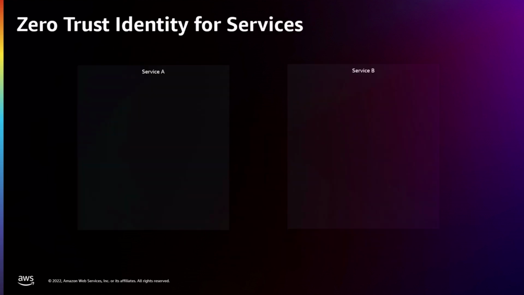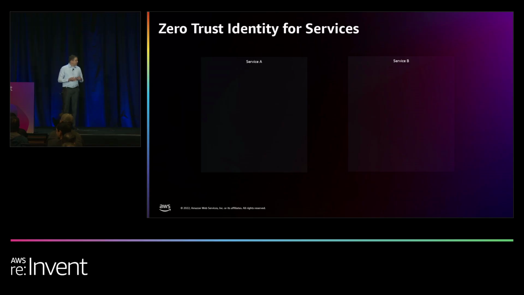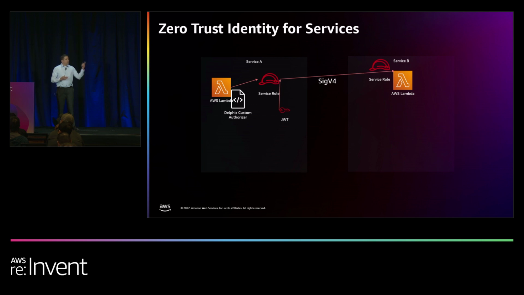So now let's talk about the Zero Trust identity for service-to-service communication and how that works. So we have service A, and it'll operate within its role, and it'll pass along the tenant's JWT with the transaction. They'll use SIG-v4 authentication using the service role to the second service.